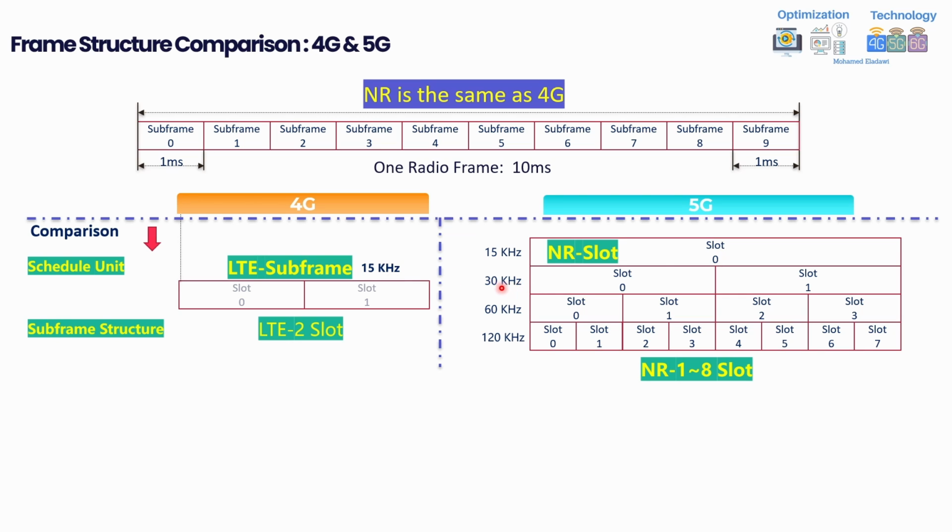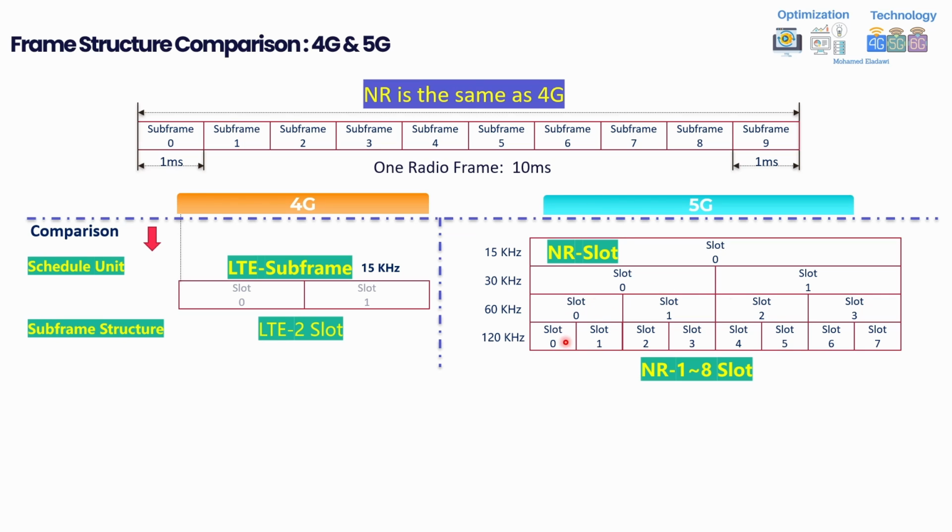If you're speaking about 30 kilohertz, which is the standard that the majority of networks use in C-band, we have 2 slots per subframe. So one slot duration will be around 0.5 millisecond, half the duration of the subframe, which means you'll have faster scheduling compared to 4G by almost half, because now your scheduling is based on the slot, which is 0.5 millisecond. And the more you increase your subcarrier spacing, the more slots you have and the shorter the slot duration, which means you will have better latency.